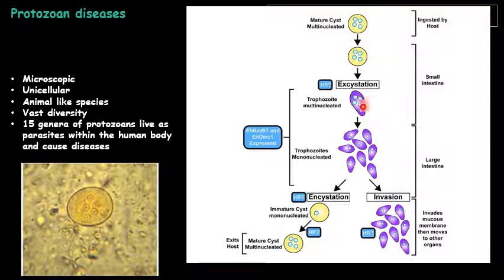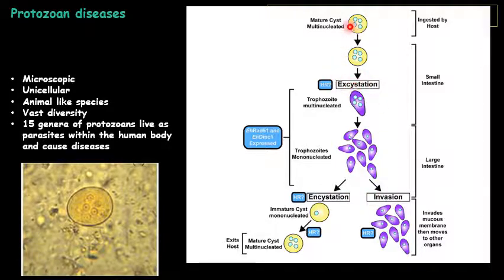Say for example, it will travel to the large intestine, and also it will start affecting a lot of mucous membrane and create ulcers in the body, and sometimes if left untreated it might even lead to a lot of mortality. And another two steps of this Entamoeba histolytica are encystation and invasion.